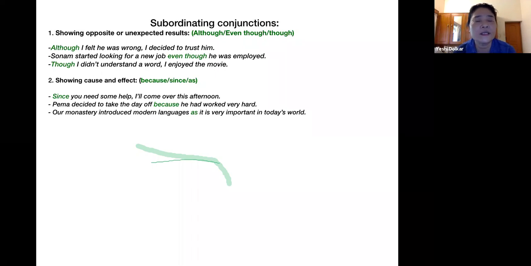Okay, as it is very important in today's world, a monastery introduced modern languages. A monastery introduced modern languages as it is very important in today's world.